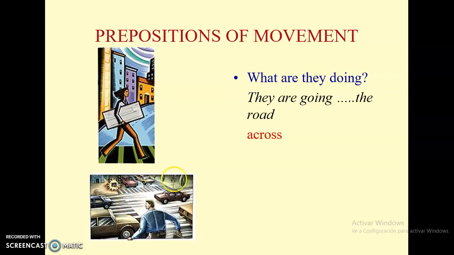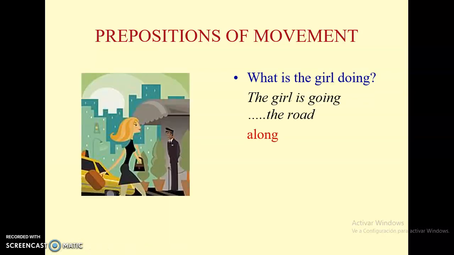For example, the dog ran across the road and nearly got hit by a car. So she's going across. There's a zebra crossing here. So she's going across. She's going from one side to the other.